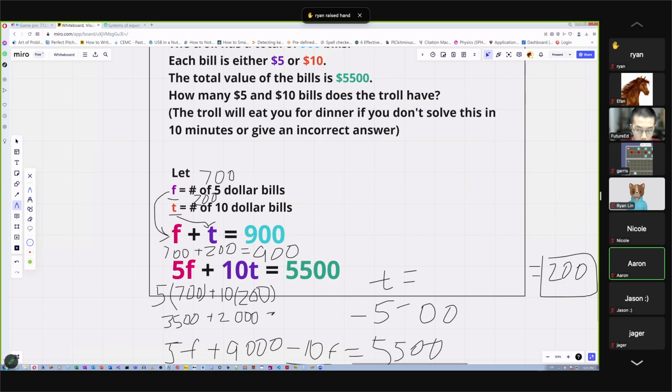5,500. Oh, okay. So the answer is 5,500. Thank you, Aaron. So we know that the answer is 5,500 and not 500, or else I will be eaten by the troll. So we can indeed verify that the troll has $705 bills and $210 bills.